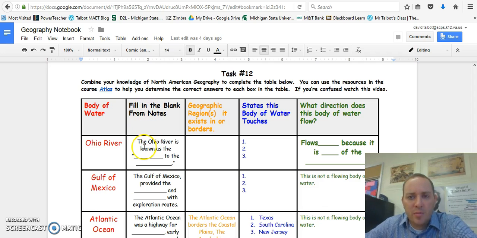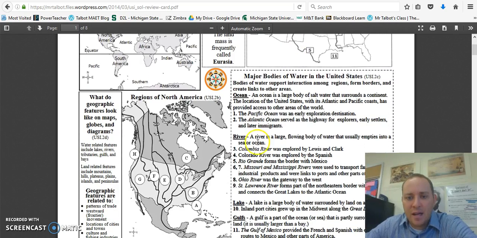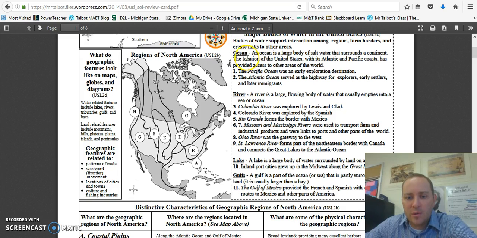Another place where you have notes on the bodies of water is your SOL cards. Underneath the map of the bodies of water, you have facts on all of the rivers, the lakes, the gulfs, and the oceans that we've been studying. So you can use this to help you.